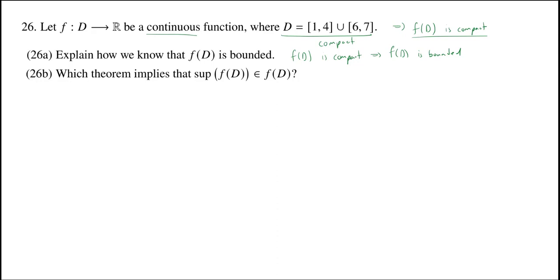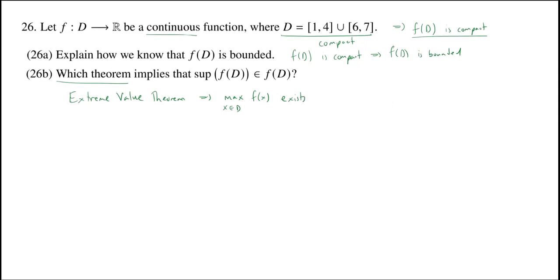Well, one of the other things we know when we have a continuous function on a compact domain is that a maximal element exists. And which theorem is that? Ah, yes, this is the extreme value theorem. So the extreme value theorem implies that if I look at all elements in D and evaluate f on them, that this maximal element exists.